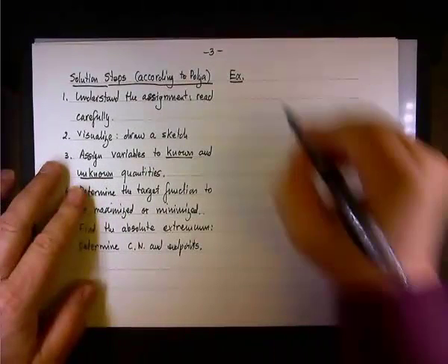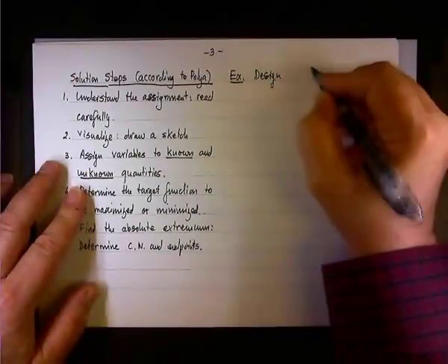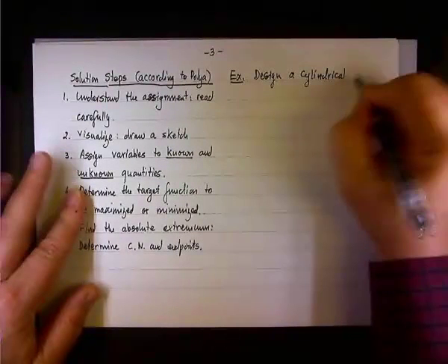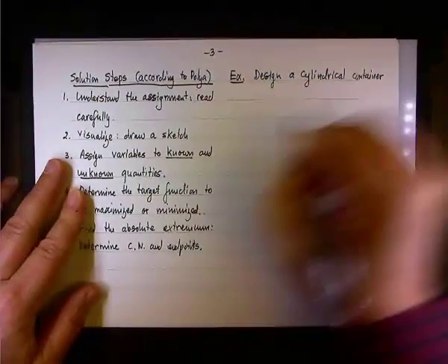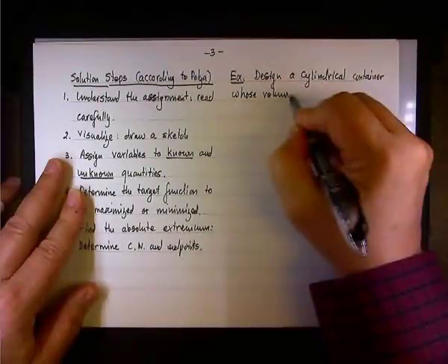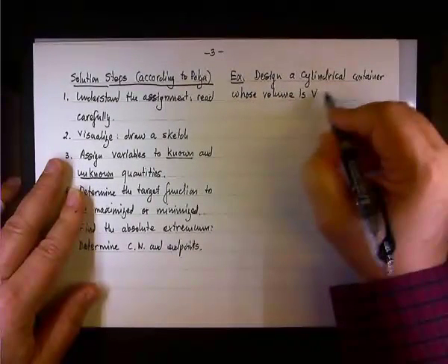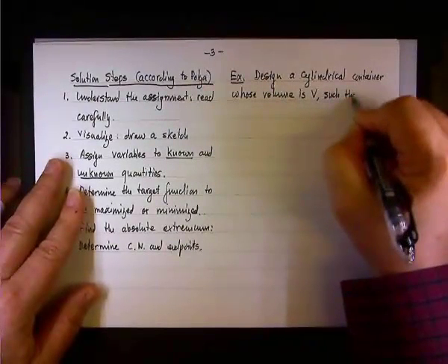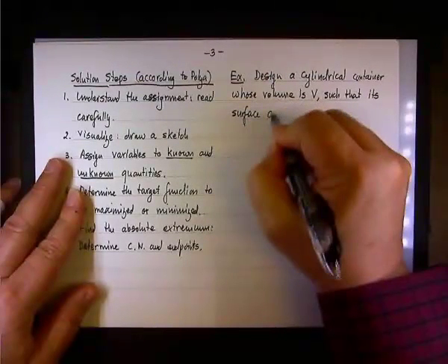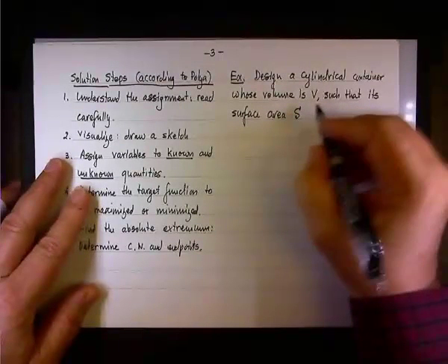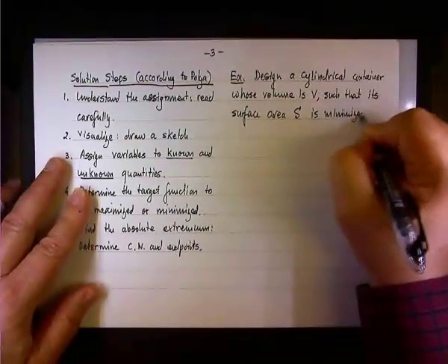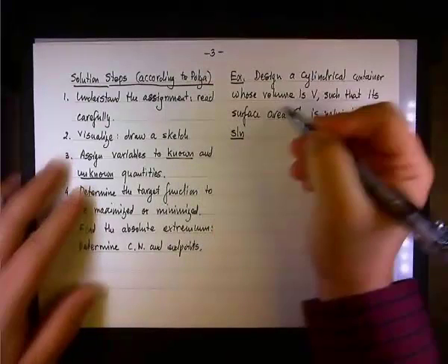So let's write. Design a cylindrical container whose volume is V, such that its surface area S is minimized. Okay.